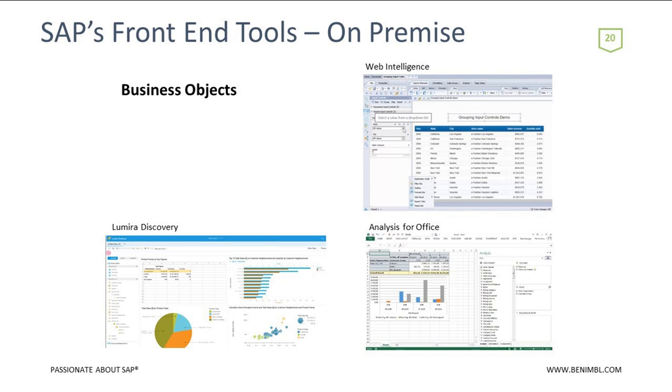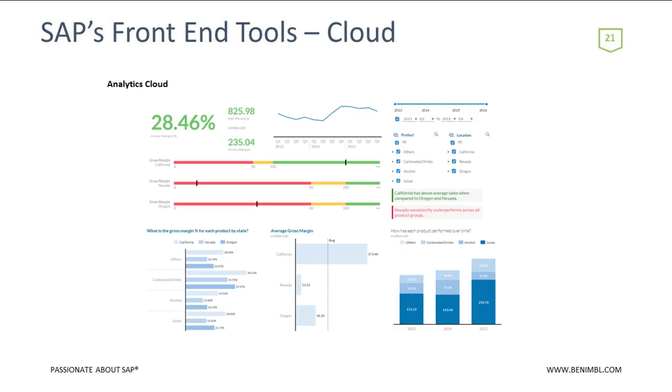And then you have Lumira Discovery, which is the latest version of Lumira, which is Lumira 2.0, where you can have lots of visualizations and graphs and charts. It's more of a storytelling tool as opposed to an ad hoc tool. It's a visualization tool. And then finally on the cloud, you have Analytics Cloud. This is just a standard SAP delivered template just to demonstrate the tool, but it looks pretty slick, and it's actually really, really easy to create visualizations using the tool.